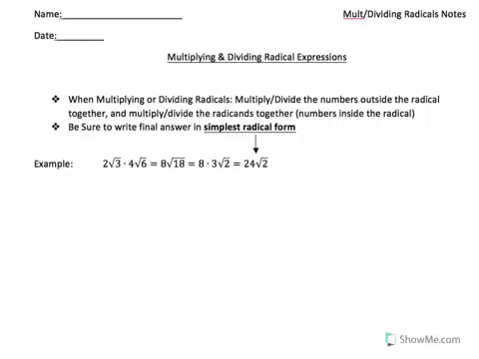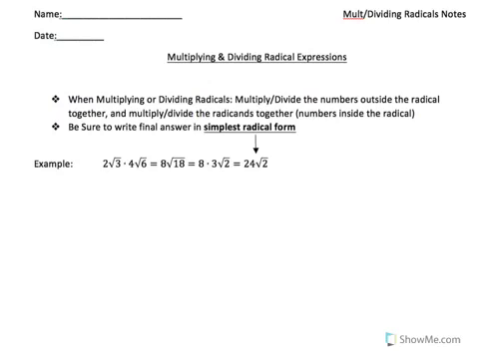Okay, today's lesson is multiplying and dividing radical expressions. So when multiplying or dividing radicals, you have to multiply or divide the numbers that are outside of the radical together, and multiply or divide the radicands together, and a radicand is the number that is inside of the radical. And then be sure to write your final answer in simplest radical form.